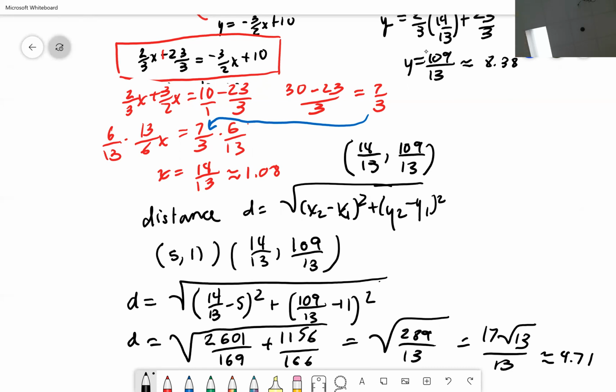Guys, take pictures of your test. So just study this.